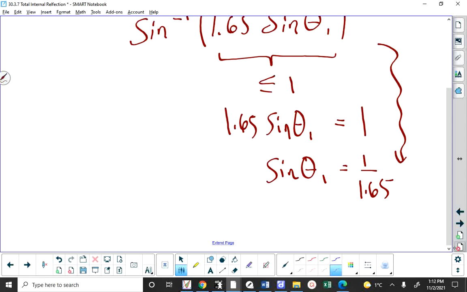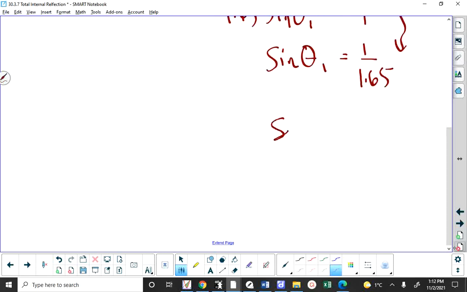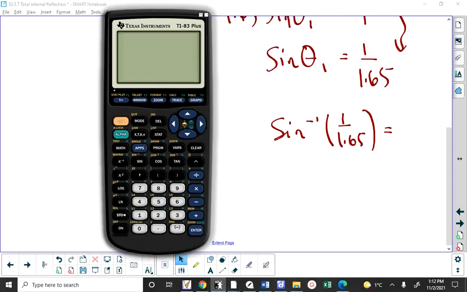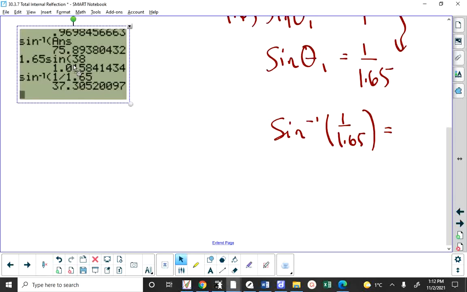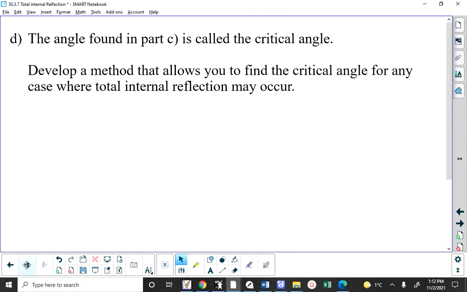If you take the inverse sine of that, you get this number. Okay. So that's the answer to this question. And by the way, that's probably an irrational number. The decimals go forever. This angle is called the critical angle. We're not going to answer D right now. I want to talk about the critical angle.